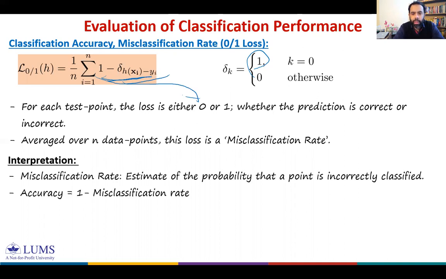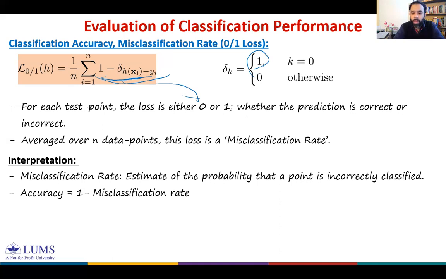As I said, the misclassification rate is an estimate of the probability that a point is incorrectly classified. Using the misclassification rate, we can define accuracy, which is simply 1 minus the misclassification rate, or the quantity that gives the proportion of objects for which the classifier is correct. The classifier is giving you correct predictions. So accuracy quantifies the proportion of the data for which the classifier is giving you correct predictions.